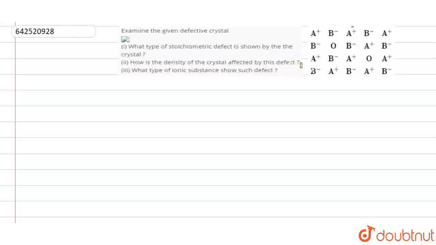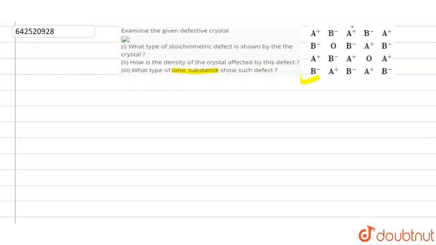So the question is, here we have the given defective crystal. This is the defective crystal, and the question is, what type of stoichiometric defect is shown by the crystal, and how is the density of the crystal affected by this defect? Okay, and what type of ionic substance shows such defect?